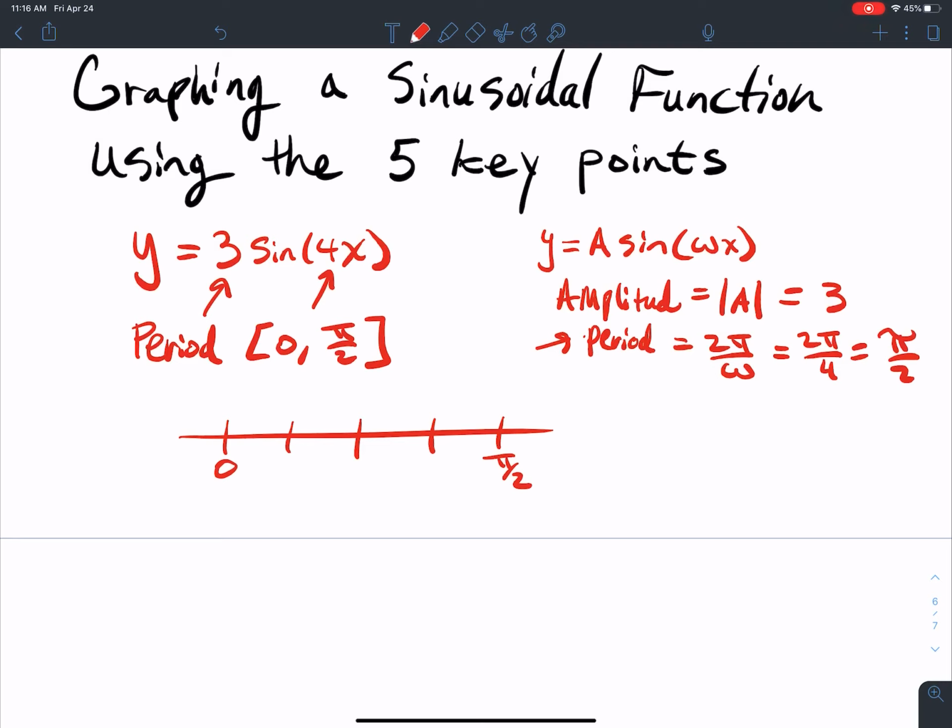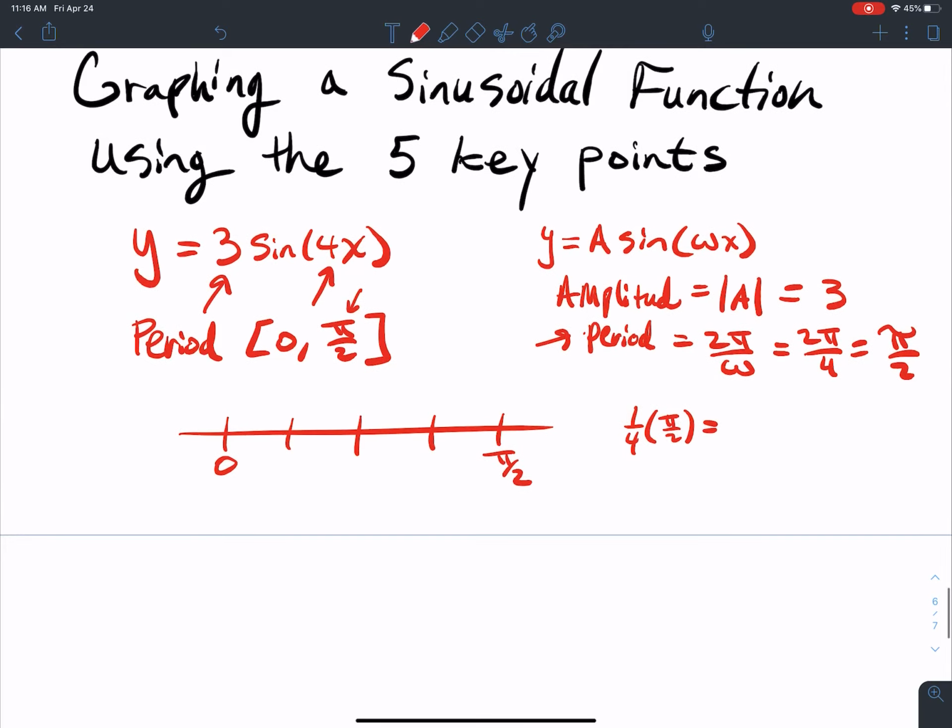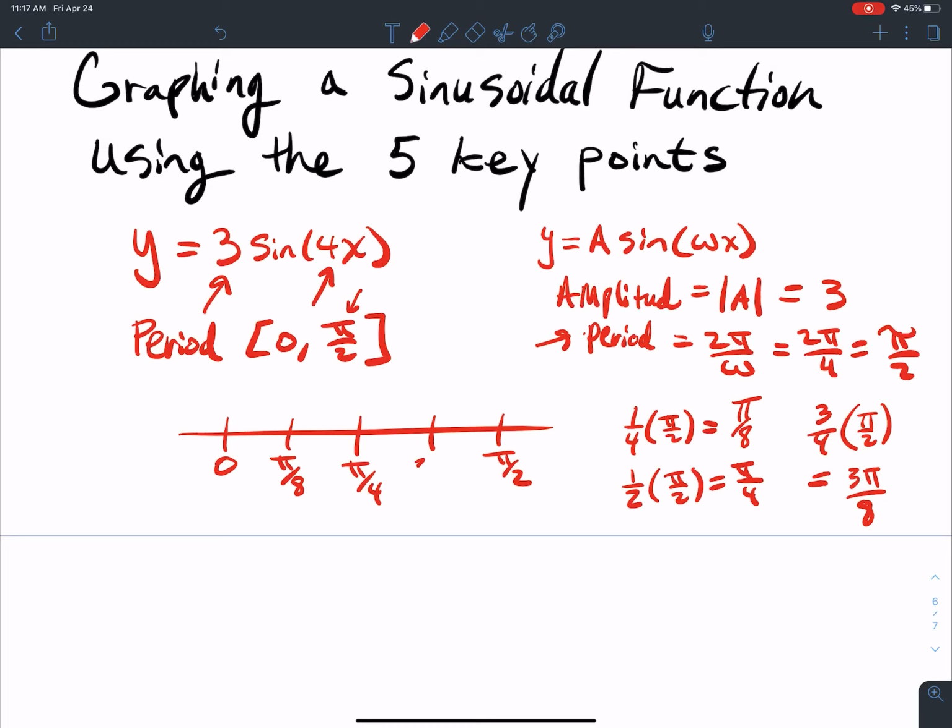How do I do this? I'm going to take this number and multiply by 1/4. That's going to get me pi over 8. And I'm going to take the number and do half of it to get this middle value here. So half of pi over 2 is pi over 4. And then I'm going to do 3/4 of pi over 2, and that's equal to 3 pi over 8. So those are my critical x values.